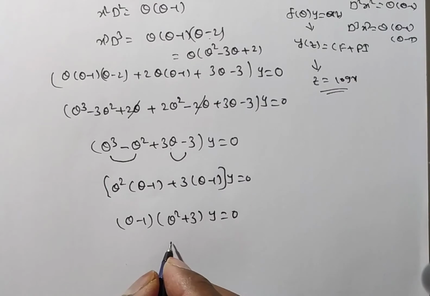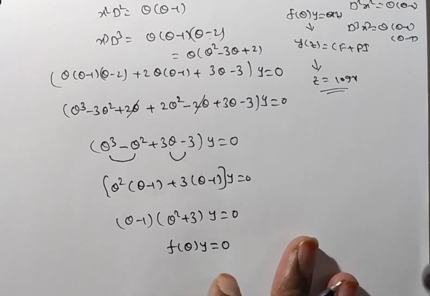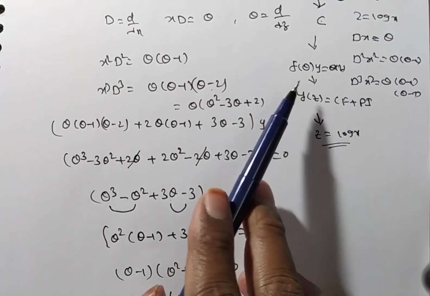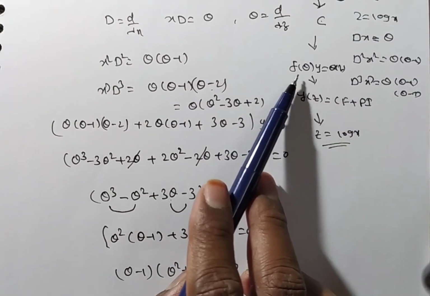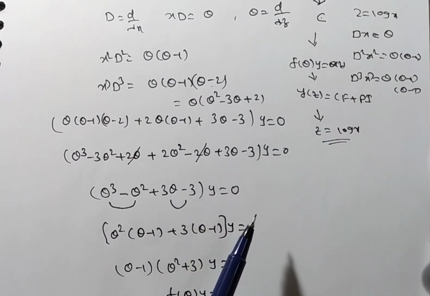Friends, you observe, this is in the form of f of theta into y is equal to 0. Whenever f of theta into y is equal to q of z, then what is the solution? Complementary function plus particular integral.